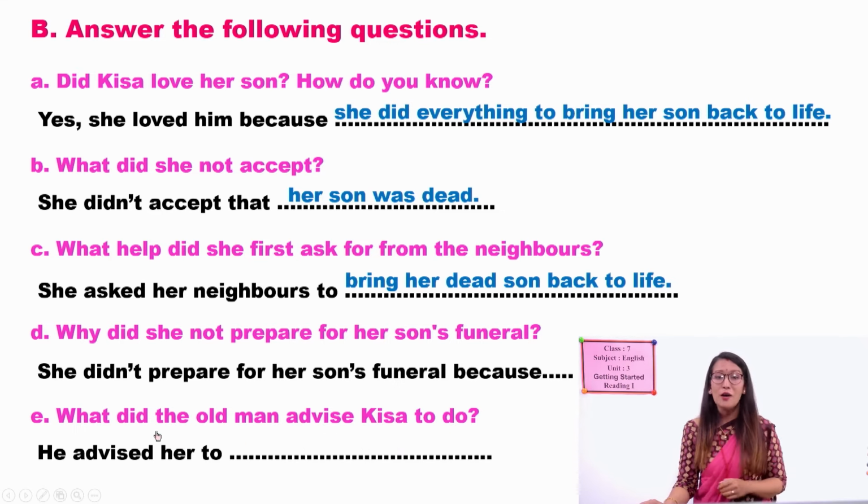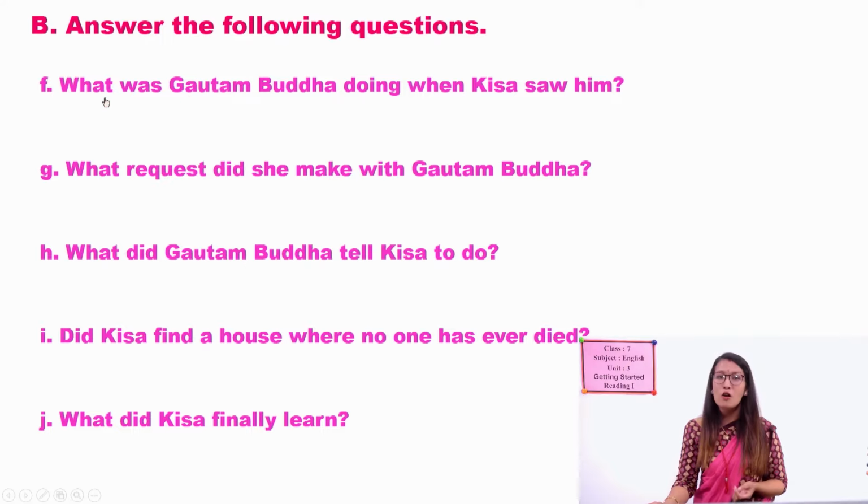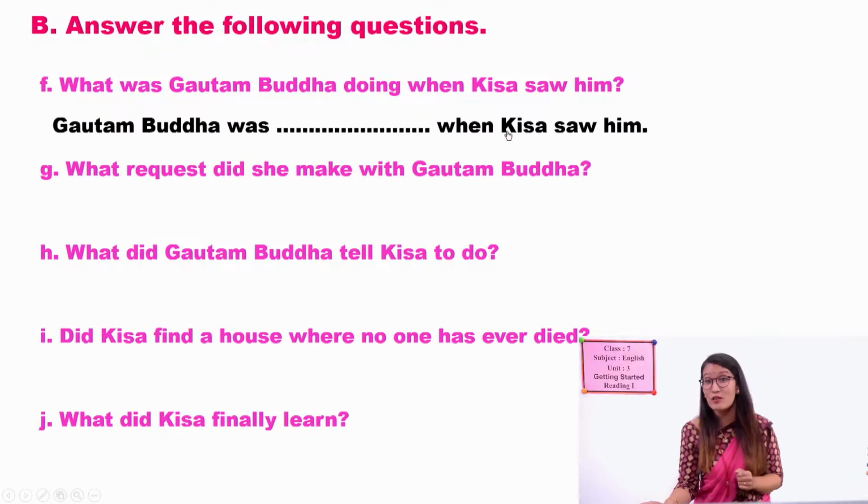What did the old man advise Kisa to do? He advised her to go to Gautam Buddha. Good. Exactly. Okay. Now let's talk about these questions. What was Gautam Buddha doing when Kisa saw him? He was... exactly. Okay. Gautam Buddha was dash when Kisa saw him. Instead of this answer, you can also write he was meditating. Okay. Simple.